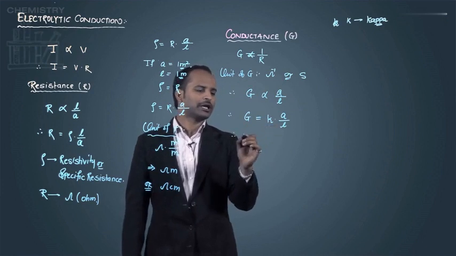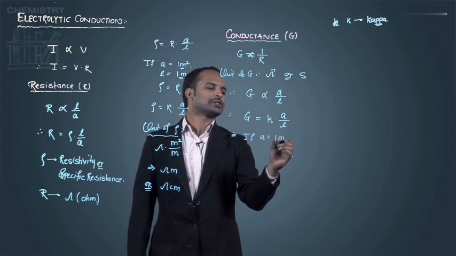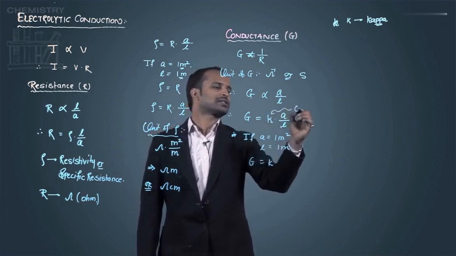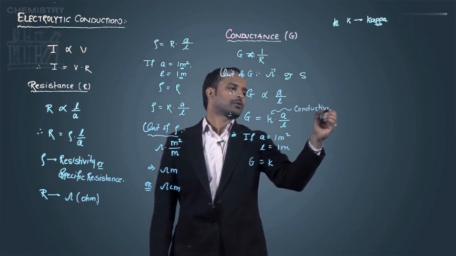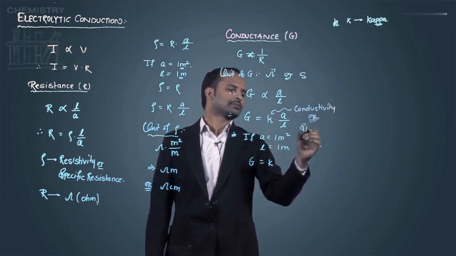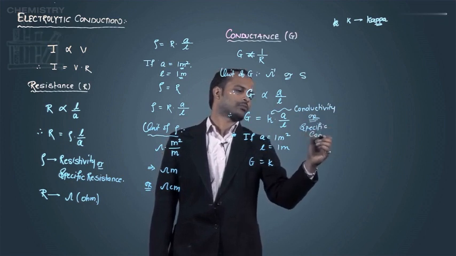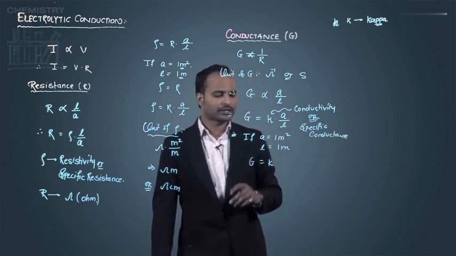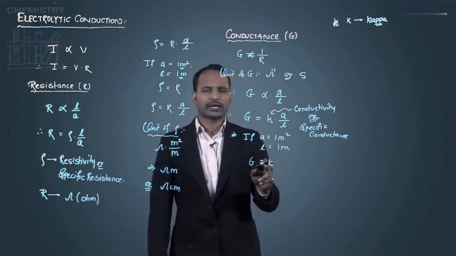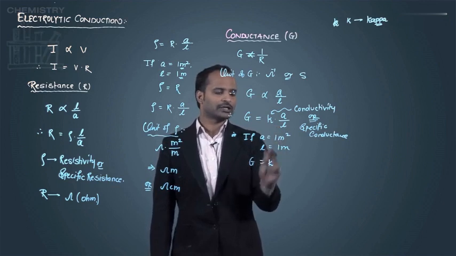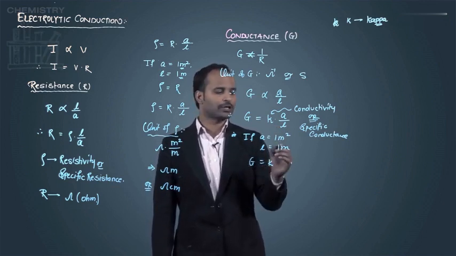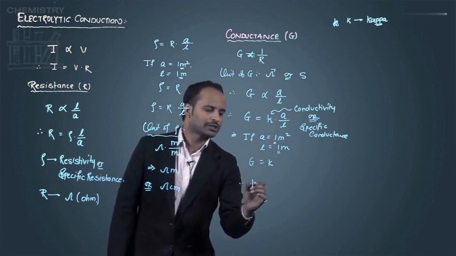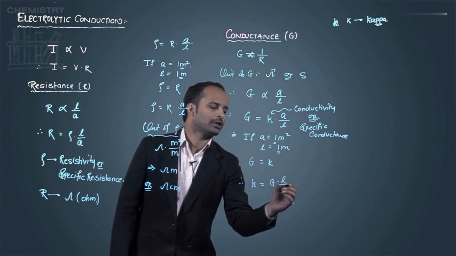Here if A is equal to 1 meter square and L is equal to 1 meter, then G is equal to kappa, where this term is called conductivity or specific conductance. So G is equal to kappa. Kappa is defined as the conductance of a conductor which is 1 meter in length and 1 meter square in cross-sectional area. The formula for kappa is G into L upon A.